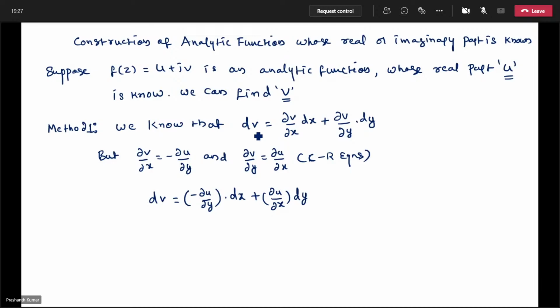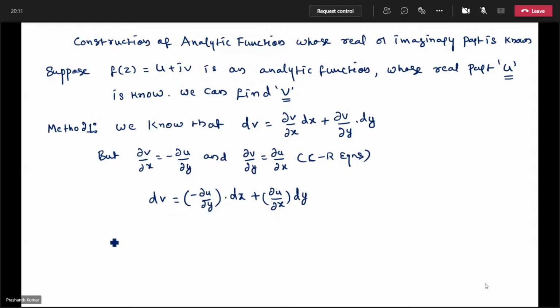Therefore, the total derivative dv is equal to dou v by dou x into dx plus dou v by dou y into dy. But this u and v are coming from f of z. F of z is an analytic function, which means it satisfies these two CR equations. So I am changing dou v by dou x and dou v by dou y into minus dou u by dou y and dou u by dou x. From this, I want to find v.